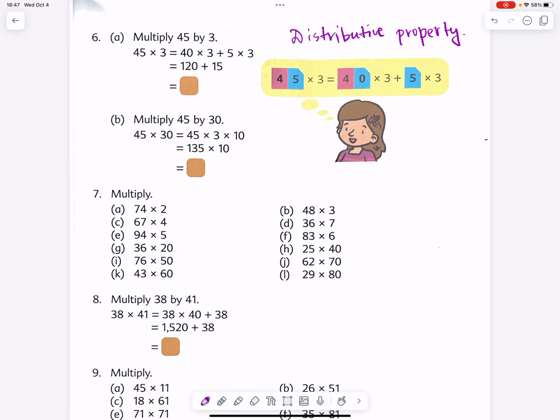So how do we use distributive property? We learned about it in our last lesson. You can look up the previous video. We learned about it in third grade and fourth grade. Now we're in fifth grade. So let's try to multiply 45 times 3.